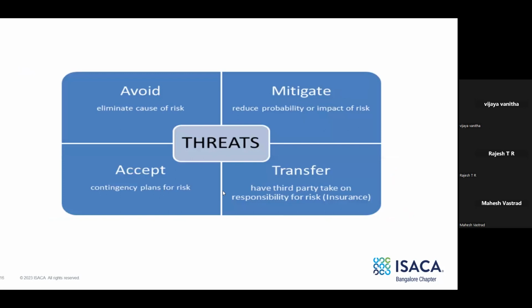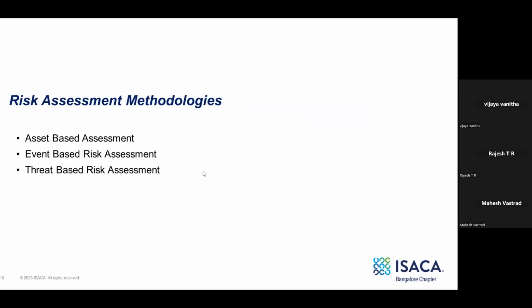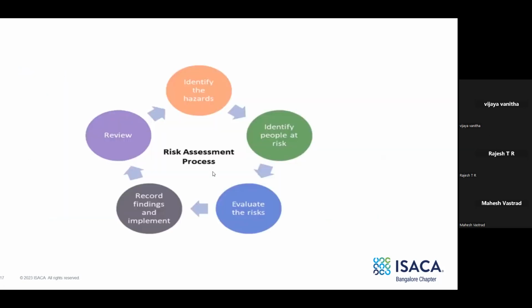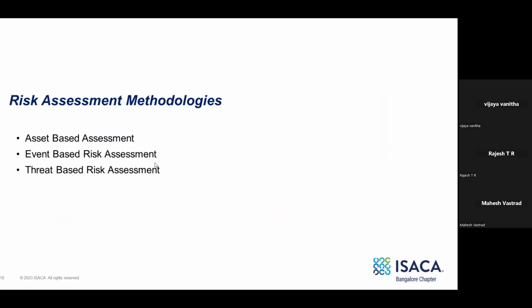When you encounter a risk, how are you going to respond to that risk? Risk response methodologies are there: avoidance, mitigate, transfer that risk, or accept that risk. We're going to discuss those risks, and we'll come back to this part again. In risk assessment methodology, there are three types: one is asset-based, another one is event-based, and the third is threat-based risk assessment.